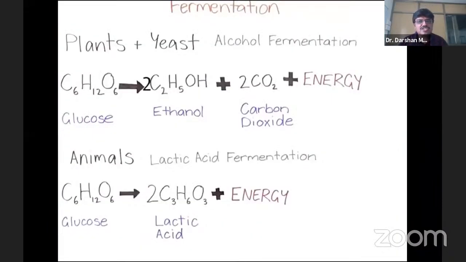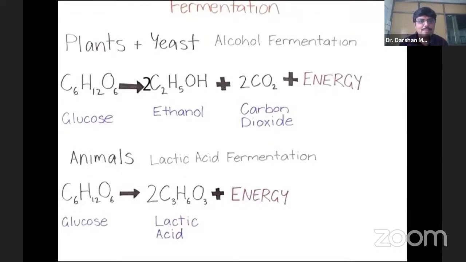Now, just try to understand what is going to happen over here. You are having C6H12O6. For example, you take glucose that is available from a plant source. In that, you add yeast. Now they perform an activity, and that activity is known as alcohol fermentation.